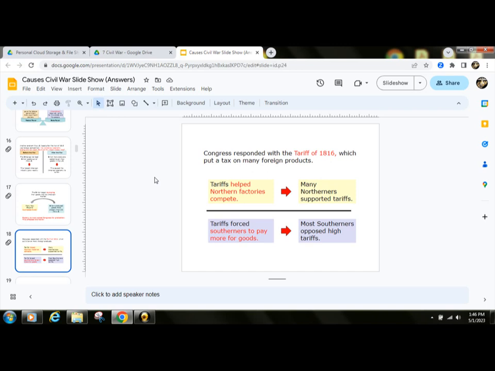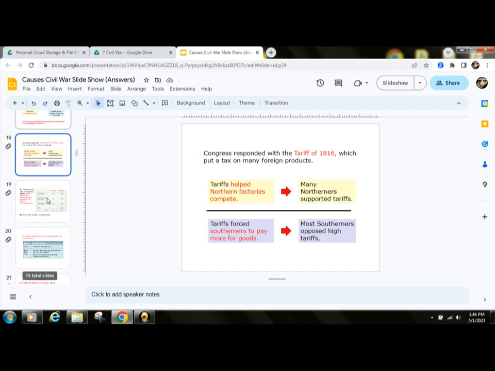Tariffs forced Southerners to pay more for goods, thus most Southerners opposed high tariffs. This sounds a bit strange, but the South still had trade deals with Britain. This goes back to the 1600s. You would think they would trade with the North, but they didn't. They had trade deals with Britain. So a tariff would hurt the South, and that's why they were upset about this.